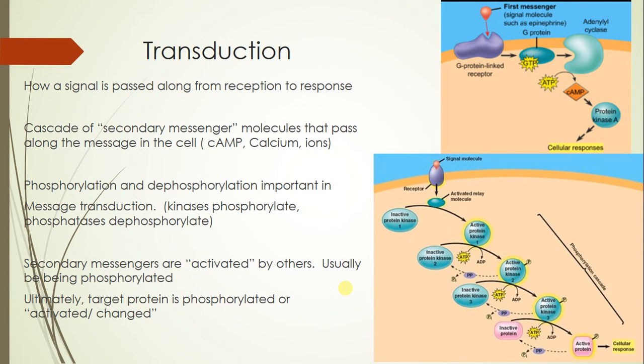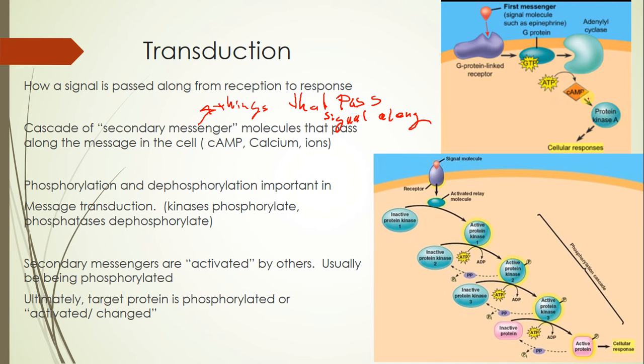The second step is transduction, and that's really how a signal is passed along from reception to response. In any case, what happens is there's usually a cascade of different secondary messengers. So those are those things that pass the signal along.